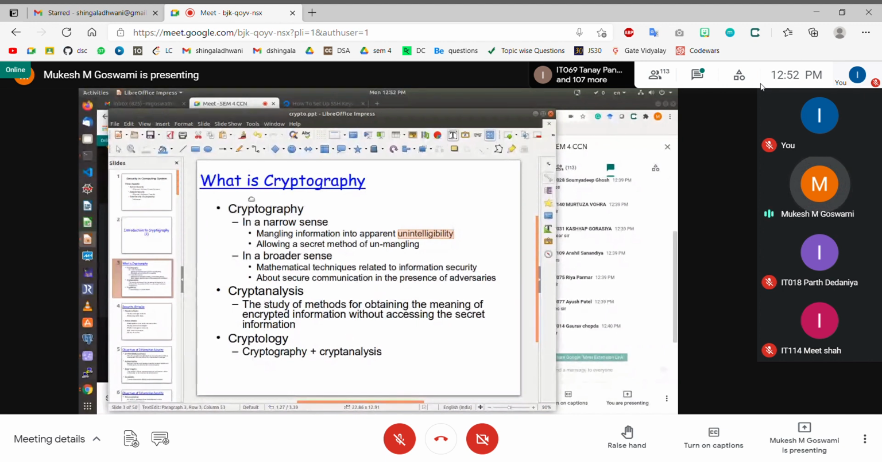And cryptography and cryptanalysis together are what is referred to as the field of cryptology, right? So in the next class, we'll talk about what cryptography is, how cryptography is used, what the different kinds of possible attacks are, and how cryptography can be used to tackle those attacks. That we'll talk about in the next class.